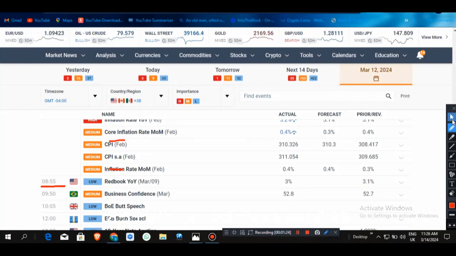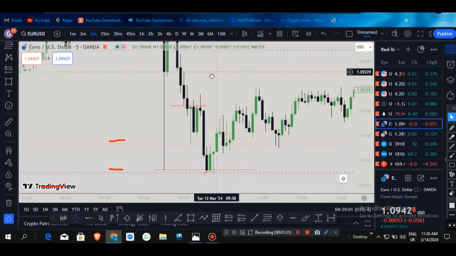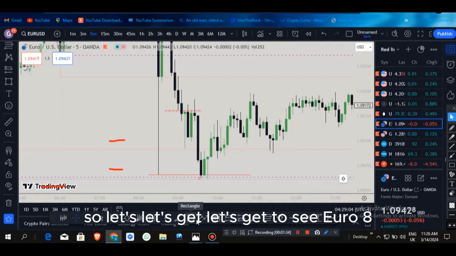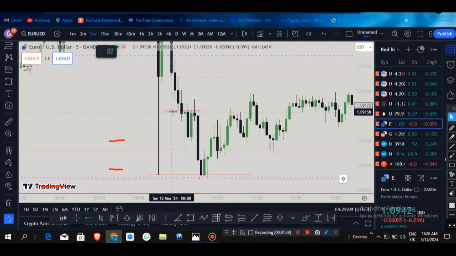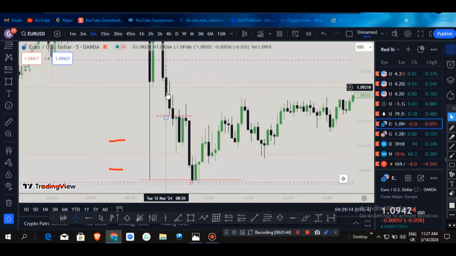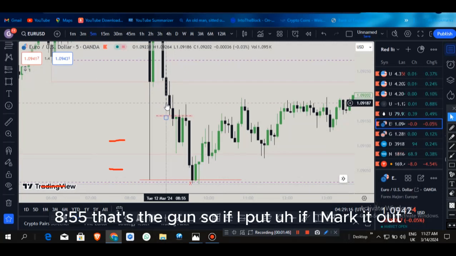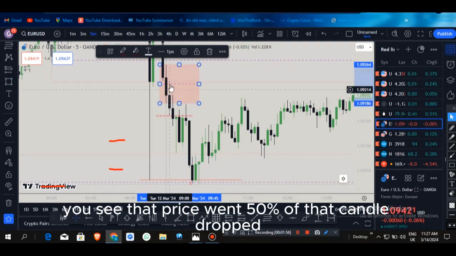8:55. Let's go and check out 8:55. According to it, I'm starting with the euro. So let's get to see euro. Let me put 8:55. So this is the candle for 8:55. That's the candle. If I mark it out, we see that price went 50% of that candle, dropped.